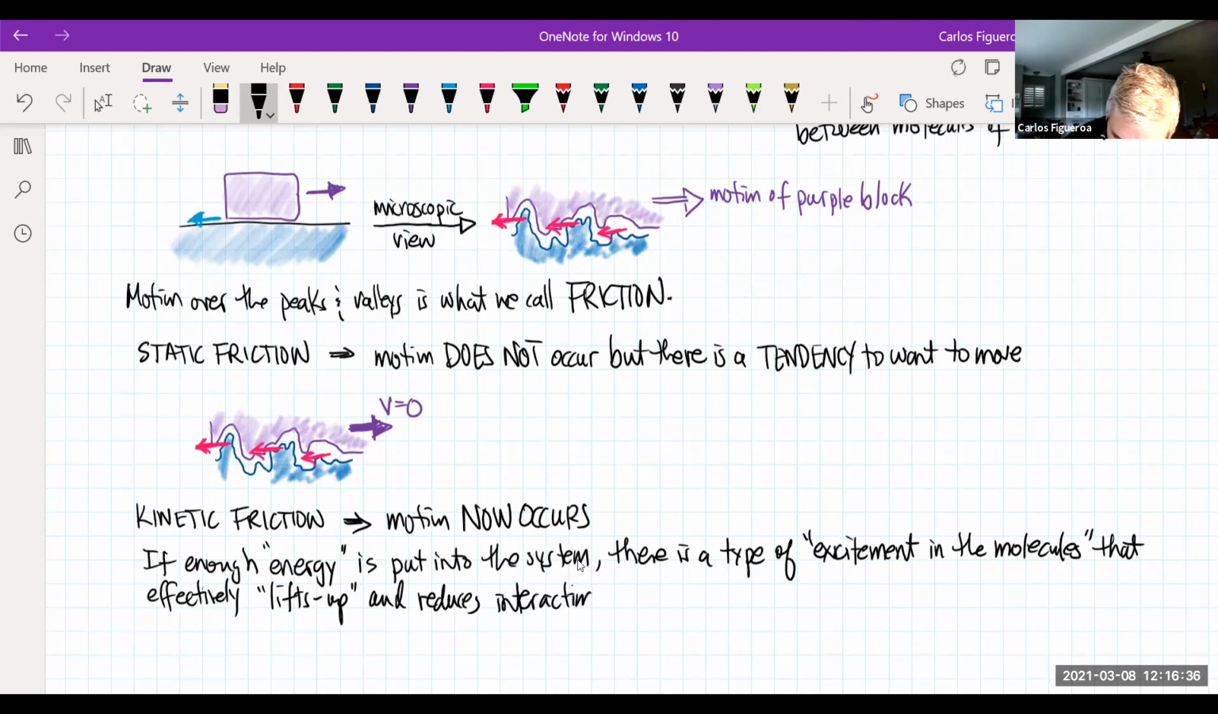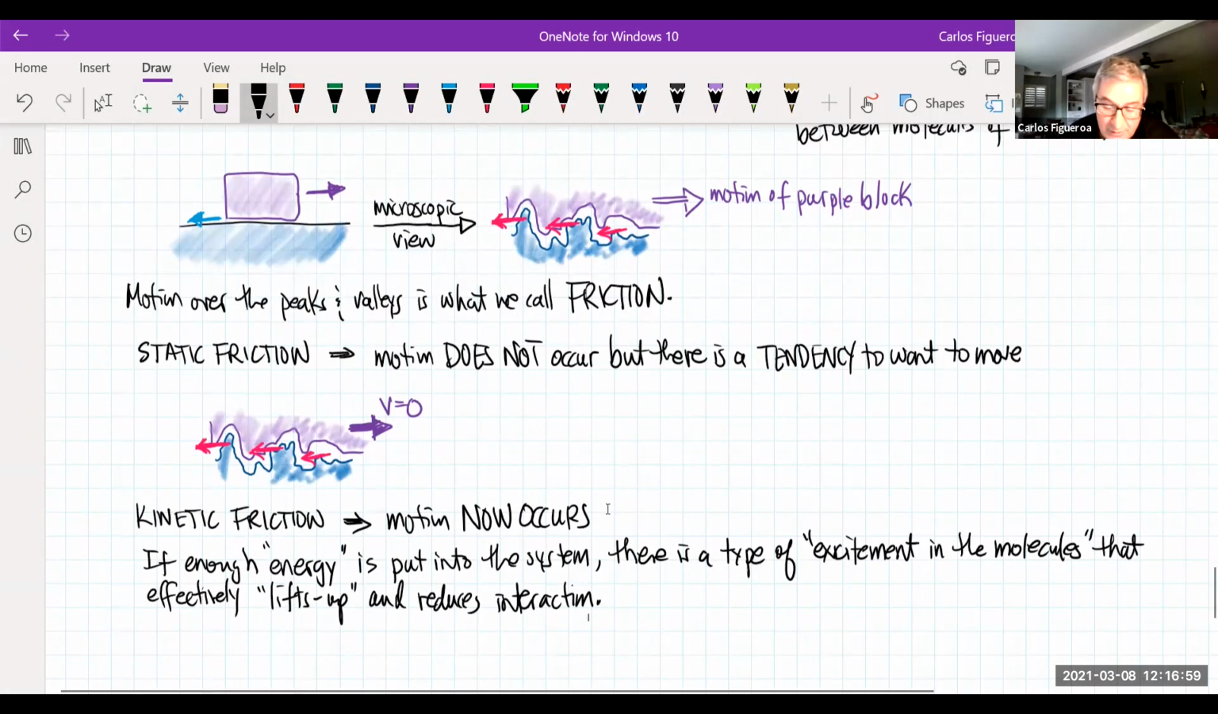Now note that what I'm really telling you right here is a white lie. It's a white lie, but there's no other way to explain it. Otherwise, we'd be talking about quantum mechanics, which is beyond the scope of this course. So that's how I visualize friction here.